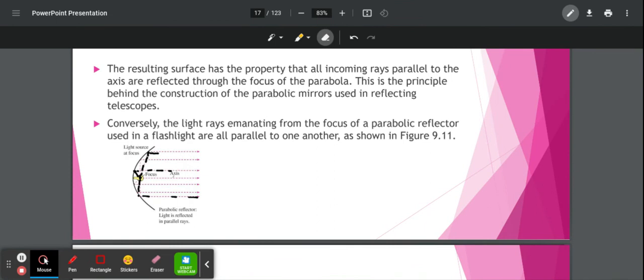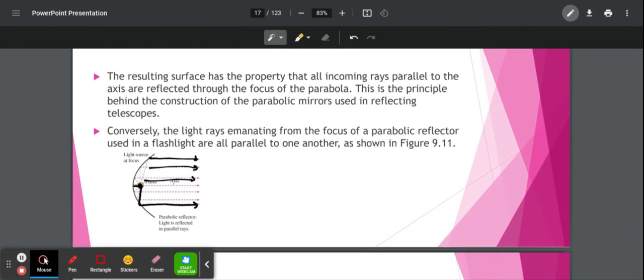The same thing works the opposite way, is that if light is coming out, like a flashlight, if light is coming out of the focus, it will be put out in all different directions. But when it hits that parabola, which is that part of the flashlight, it all comes back out in a straight line. And that's why you have that straight light coming out of your flashlight. So just kind of something interesting on how parabolas are actually used on a daily basis.